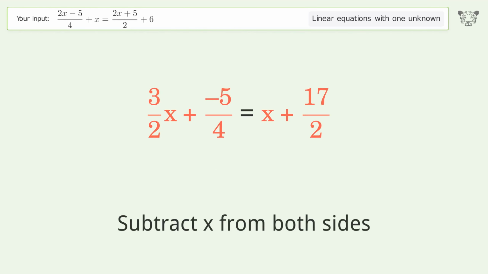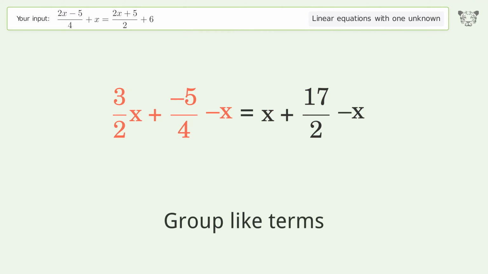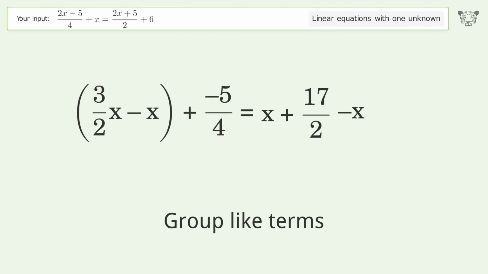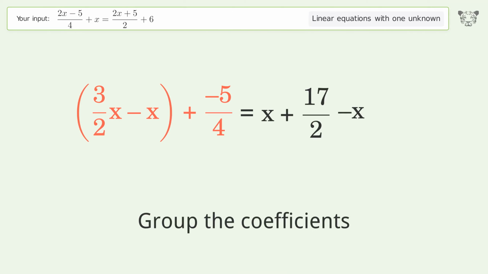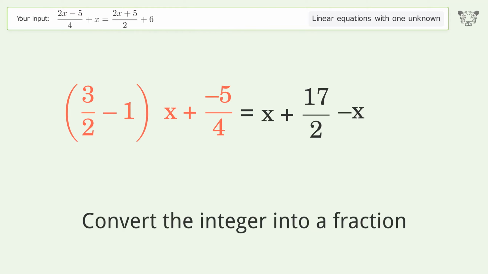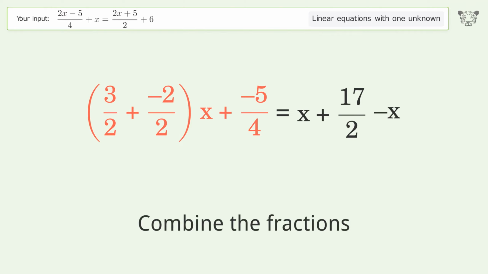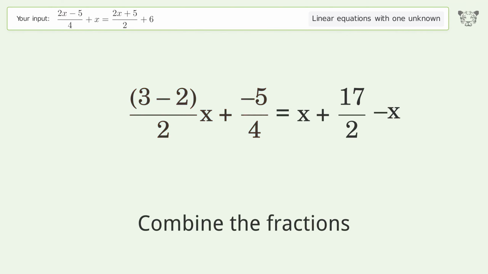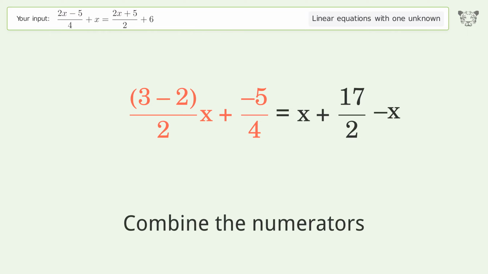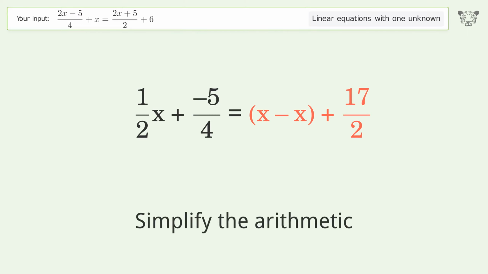Subtract x from both sides. Group like terms. Group the coefficients. Convert the integer into a fraction. Combine the fractions. Combine the numerators. Group like terms. Simplify the arithmetic.